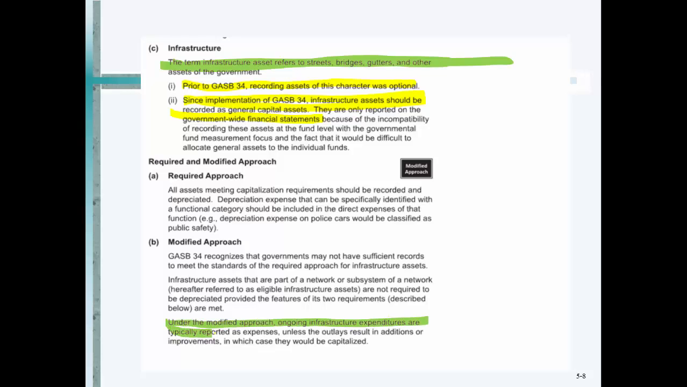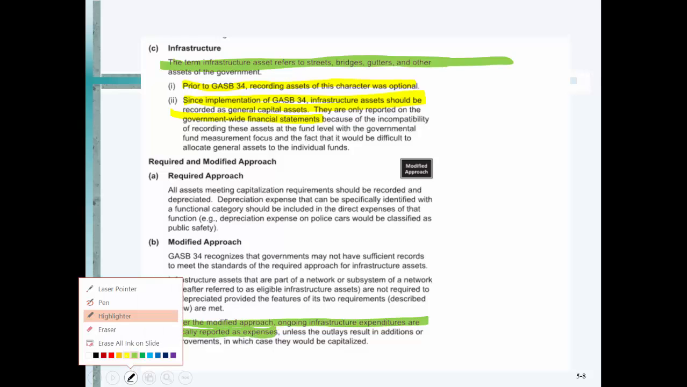Okay? So amounts that you spend are going to simply be treated as expenditure unless it results in an improvement.